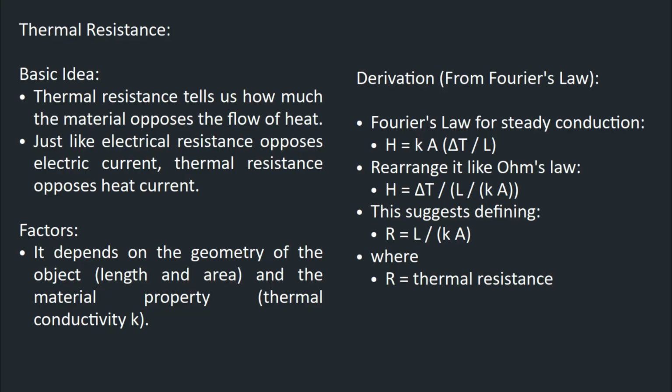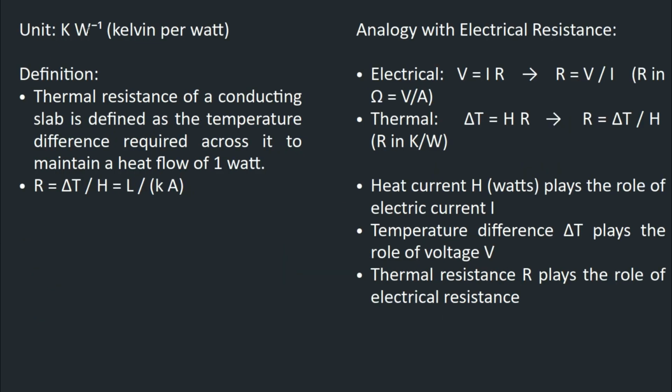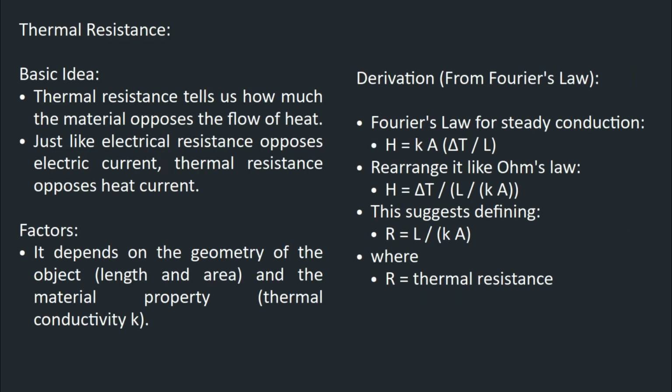I think, let's read through once. Basic idea is that thermal resistance tells us how much the material opposes the flow of heat, just like electrical resistance opposing electrical current. Okay, it depends on the geometry of the object, length and area, and the material property. Perfect. Derivation, it's similar to what we did. Perfect. The unit is Kelvin per watt. And then the definition we saw, analogous, that you guys can read.